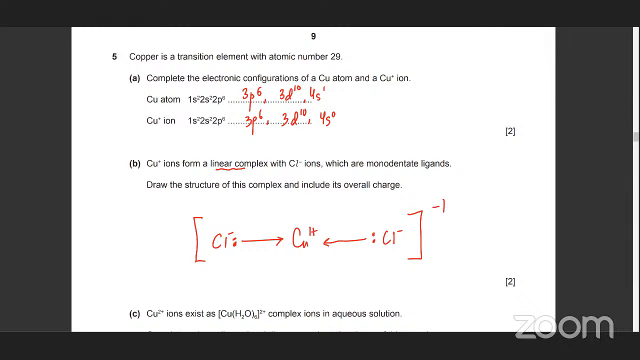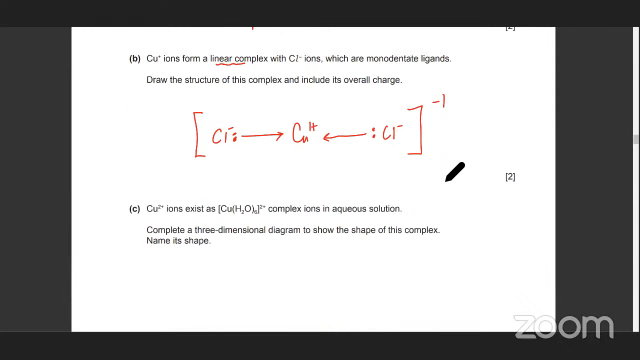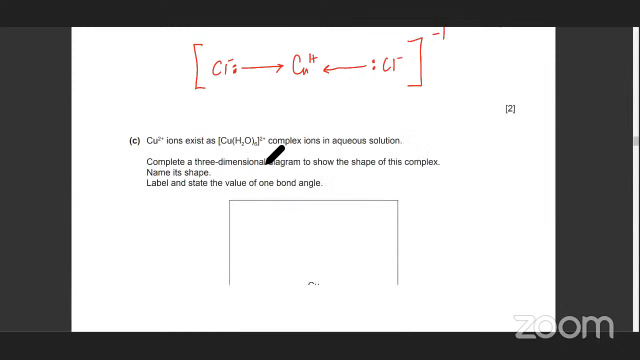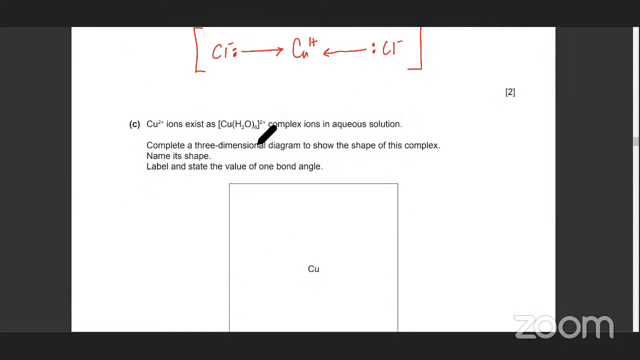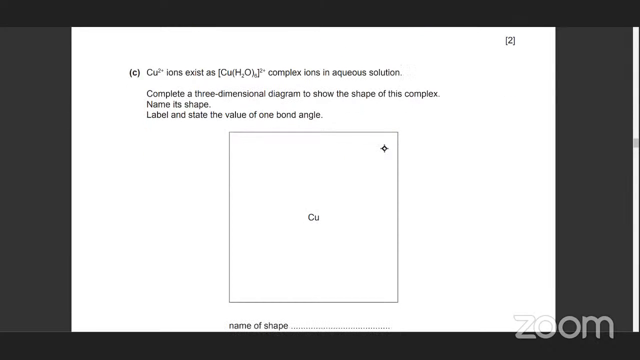The next one is that copper 2 plus ions exist as an octahedral complex, Cu(H2O)6. Complete the three-dimensional structure diagram of the shape of this complex, name its shape, and label and state the value of one bond angle. So this is going to be an octahedral arrangement where you would have water molecules at the top, with the lone pairs, water molecules at the bottom.